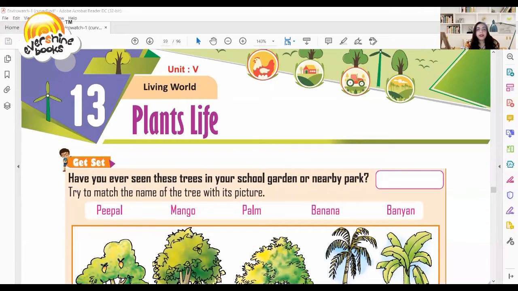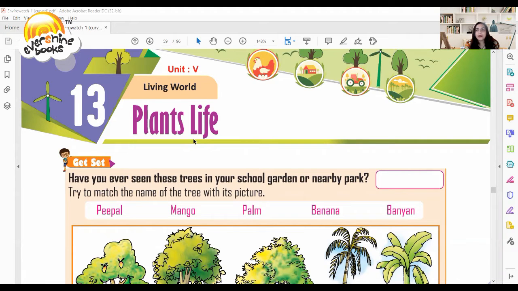Good morning to everyone. We are now going to begin with chapter number 13 of our EVS book Envirowatch, and the name of the chapter is Plant Life.